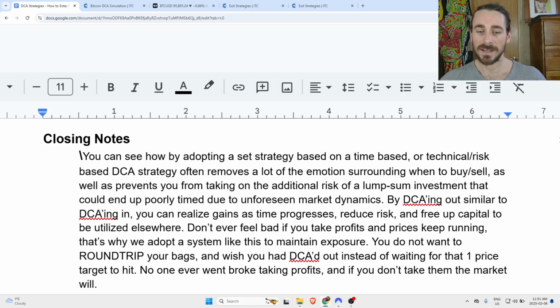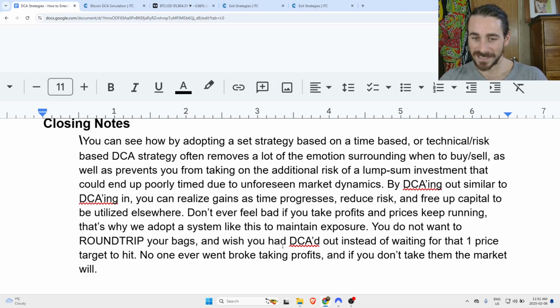We've made money. Obviously, you don't want to round trip your bags. I've done it. It sucks. Everyone's probably going to do it at some point. But if we can reduce the risk of doing this, we're going to be more successful in the long run. Obviously, you don't want to be wishing that you DCA'd out after the fact. So just be conservative. But again, do what makes sense for your own strategy. No one ever went broke taking profits. And if you don't take them, the market eventually will. So really good notes to keep in mind there.